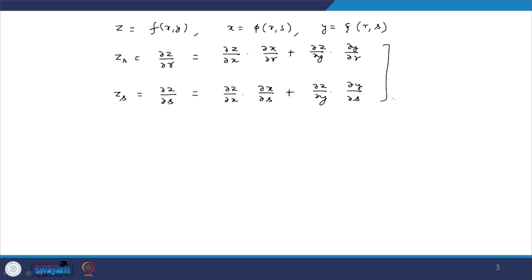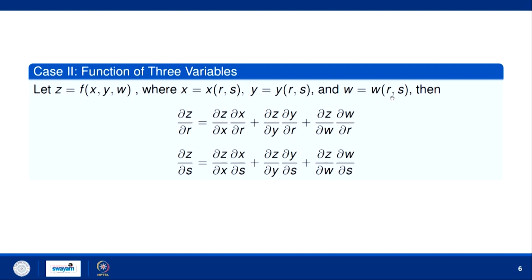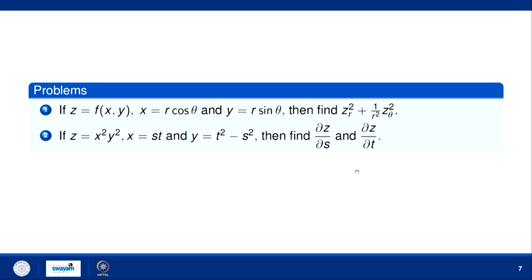Similarly, we can extend this concept to 3 variables or more than 3 variables. So, for 3 variables also we can extend the same definition like this. So, let us discuss one example, say problem number 1 says that z is a function of x and y, and x is equal to r cos theta, y equal to r sin theta, then how to compute del z by del r whole square plus 1 by r square times del z by del theta whole square. So, let us discuss this problem.